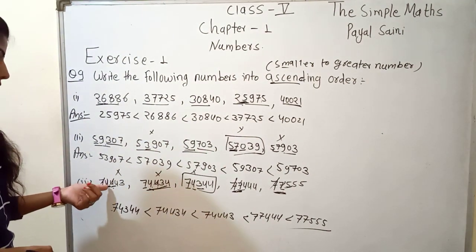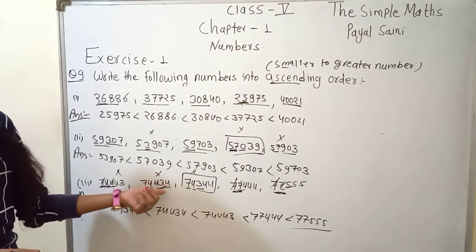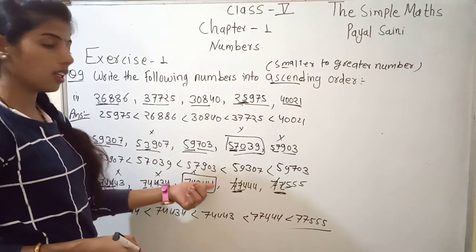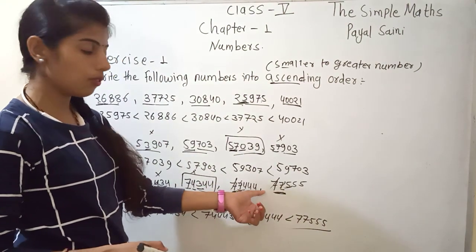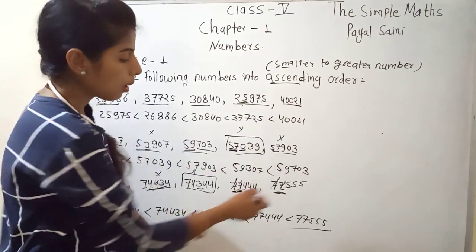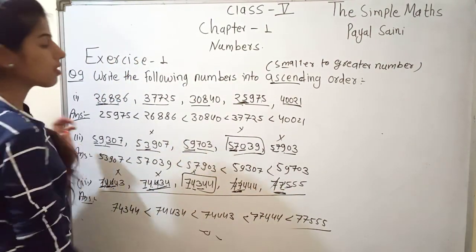Here is 74,443. Here is 74,434. And this number is 74,344. This number is 77,444. And here is 77,555. By the reading, you also understand. Like that, your question number 9 is completed.